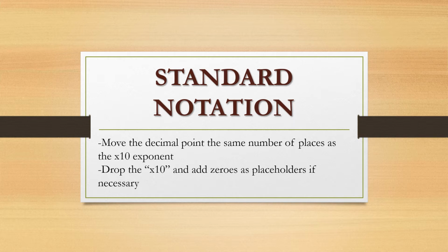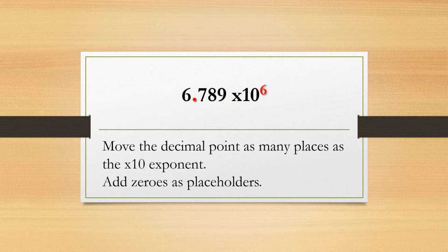Remember we were crossing out all those zeros because we didn't need them once we moved the decimal point? Well, now when we're doing it backwards, we have to put the zeros back in so the decimal point can stay as many spaces away as it needs to. So I'll show you what I'm talking about.